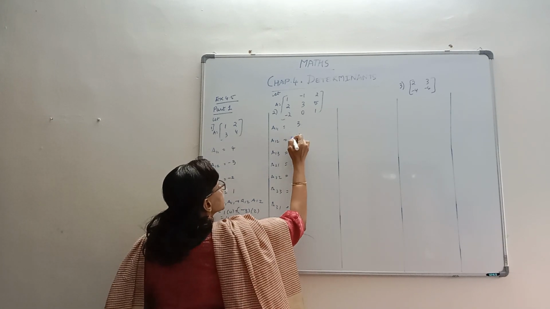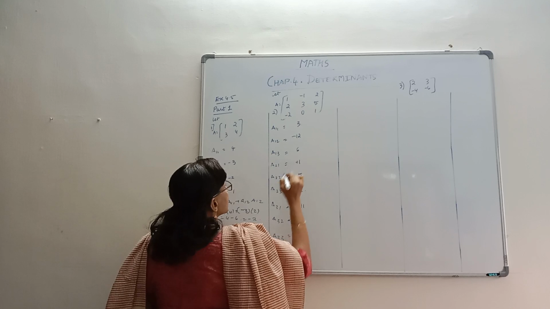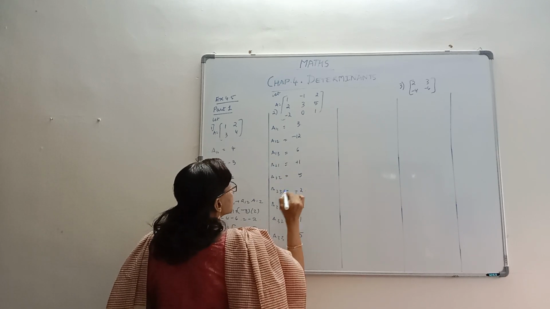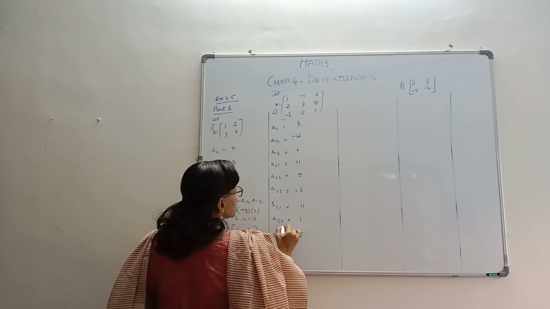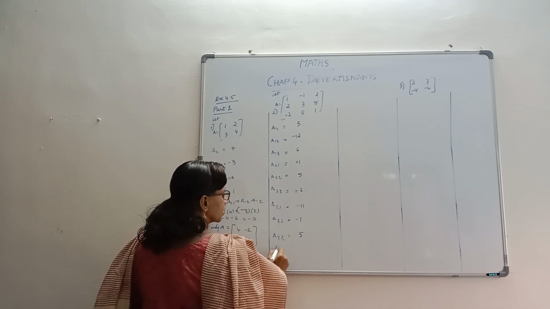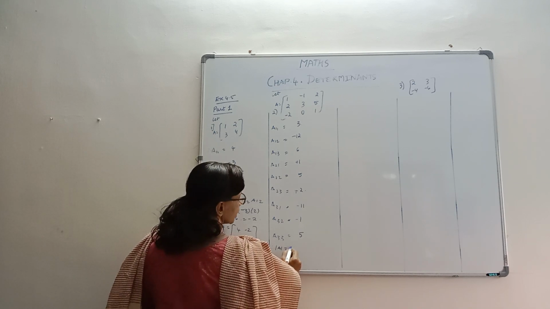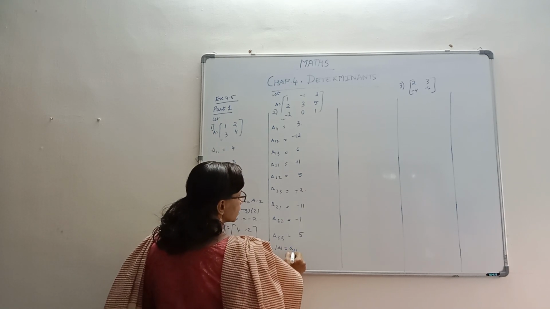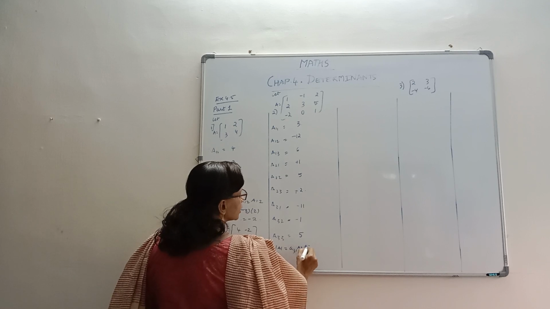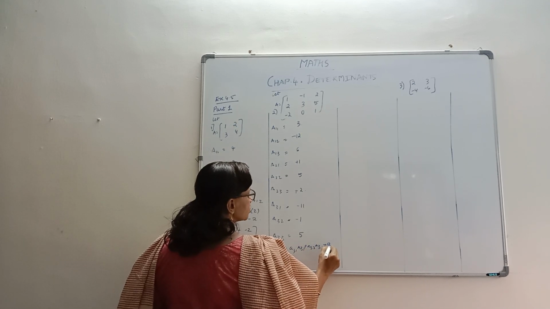This is positive, this is negative, positive, chain sign, chain sign, chain sign, and that's it. So let's get the determinant. I think the last row is better: A31, A32. Wherever there are zeros and ones, you could prefer that.